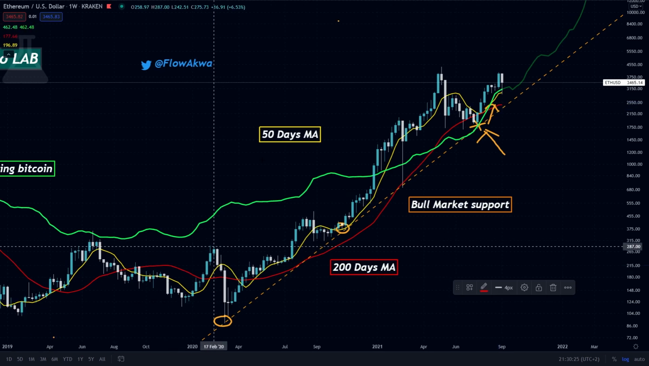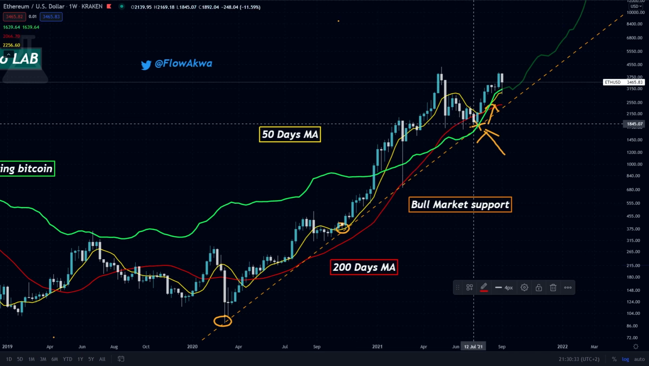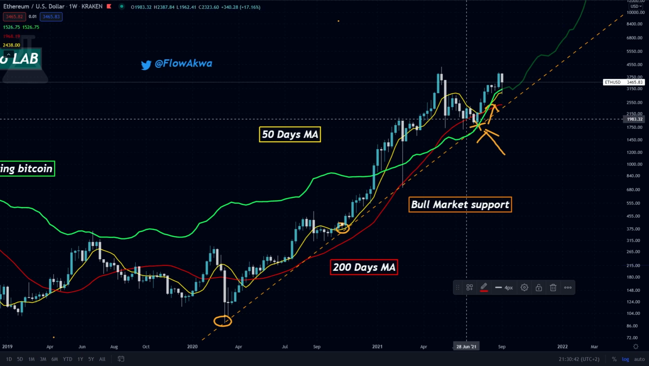In addition, we have the 200 days moving average. This is major, guys, because look, here we didn't have a body below the 200 moving average, which means that it is a very strong support.